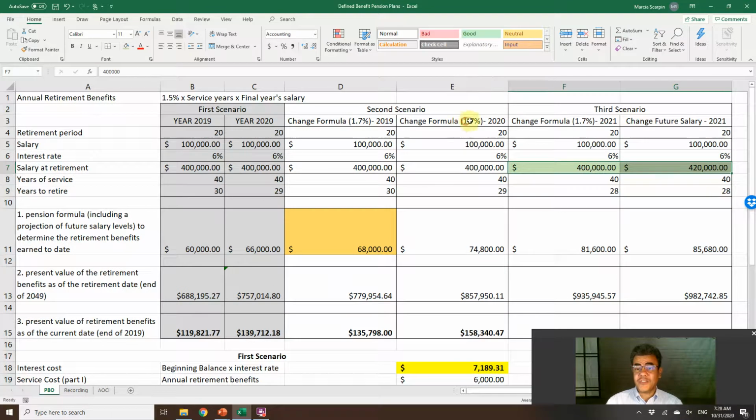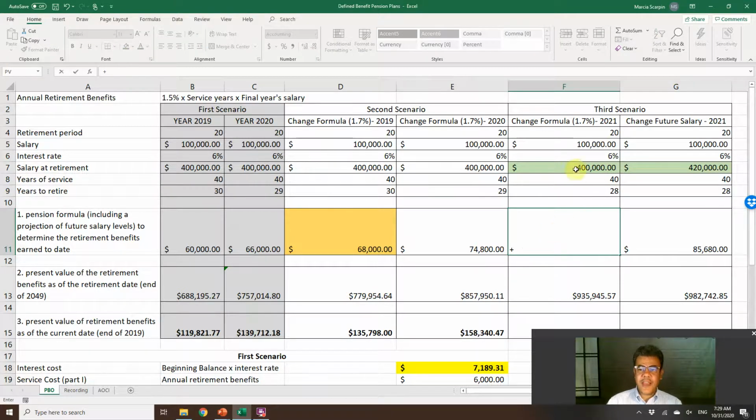So how do we do now? First of all, let's consider one additional year without the change in estimate. So let's consider that only 1 year goes by, from 2020 to 2021. Retirement period, that is his life expectancy, 20 years, salary $100,000, interest rate 6%, salary at retirement $400,000, years of service 40, years to retire 28. So he worked for 12 years. What is our pension formula?